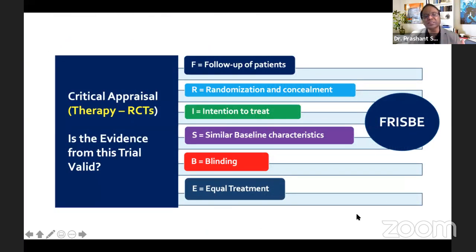In order to understand those key principles, you can remember the acronym FRISBE, which stands for: F for follow-up of patients, R for randomization and concealment, I for intention to treat, S for similar baseline characteristics, B for blinding, and E for equal treatment. If you remember this acronym, you know the key principles that you have to look for when you are evaluating a randomized control trial.